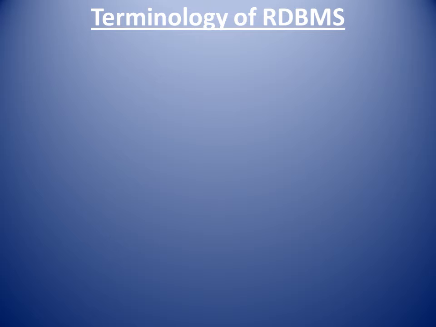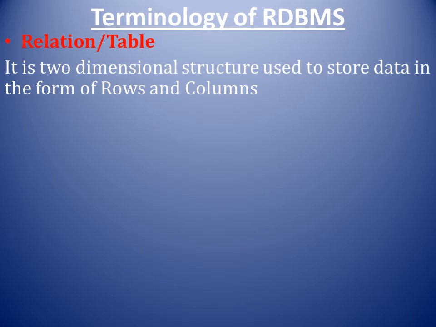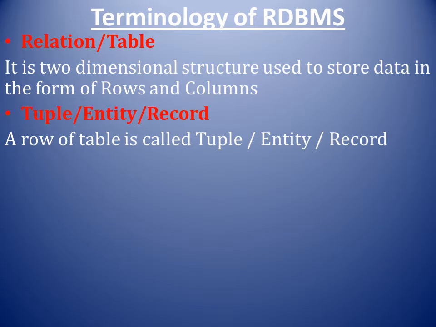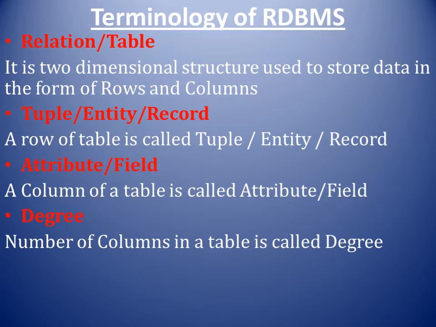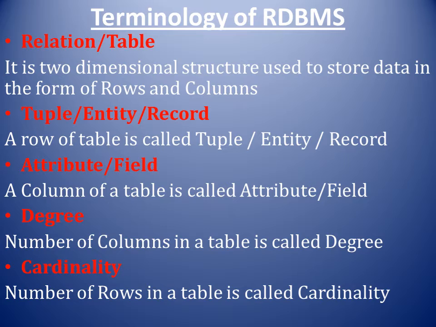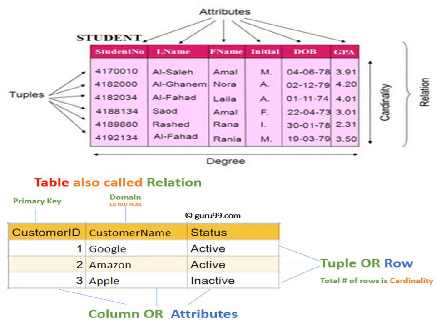In RDBMS or DBMS, a table which is a two-dimensional structure and is used to store data in rows and columns is called relation. Row in a table is called tuple or record. Column in a table is called attribute or field. Number of columns signifies degree and number of rows signifies cardinality. This is clearly shown on the next screen in the table student.